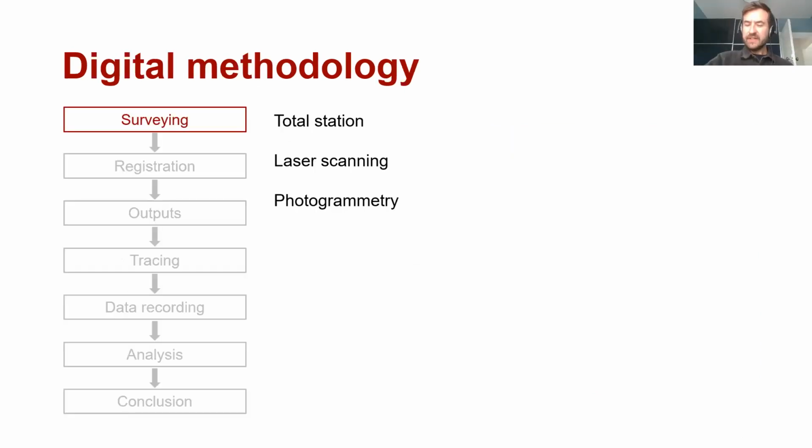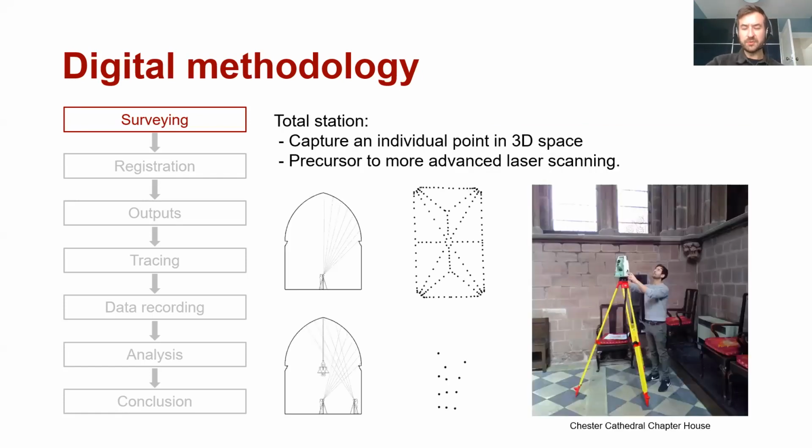So in our research, we've investigated 3 different methods, these being total station, laser scanning, and photogrammetry. So the first of these, total station. The way this works, you can see me in the image here. This is at Chester. You look through a viewfinder, and guided by a laser, you find a position in 3D space that you want to record. You press the side of the total station and it records that point in space.